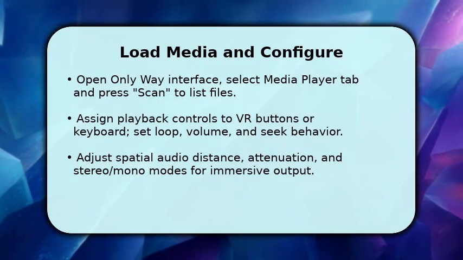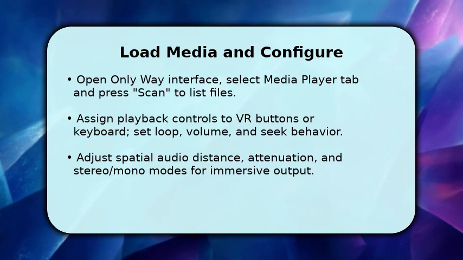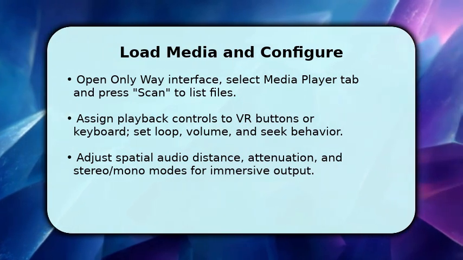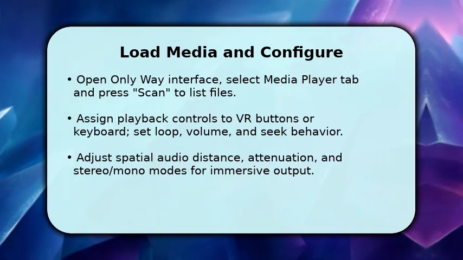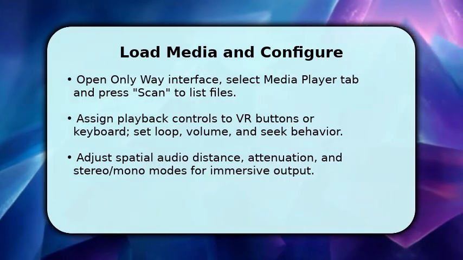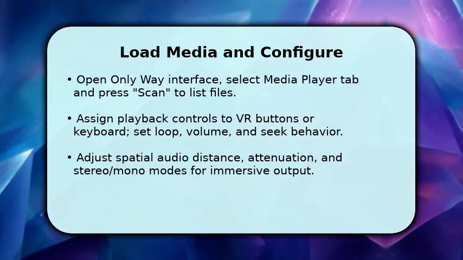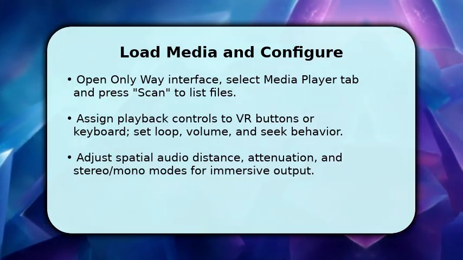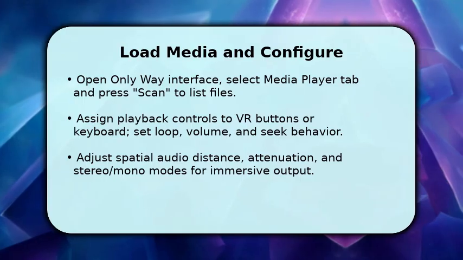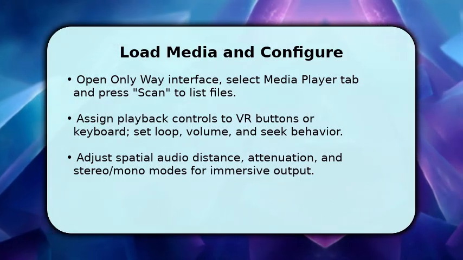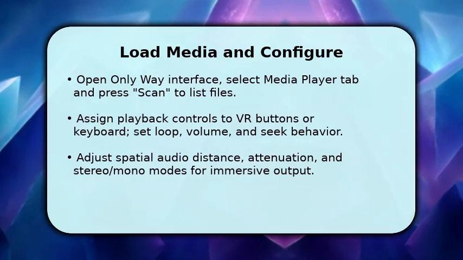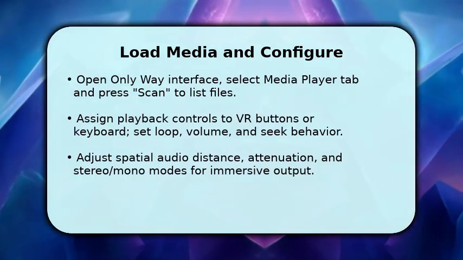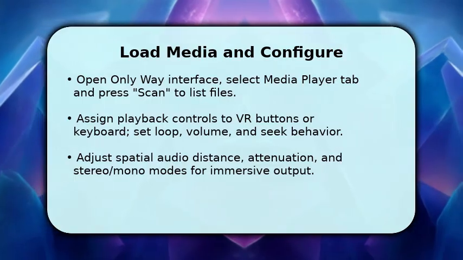Next, you load and configure playback. Open the Only Way interface and go to the Media Player tab, then press Scan to populate your files. You should assign playback controls to your preferred VR buttons or keyboard so you can play, pause, and seek without opening menus. Once mapped, set loop and default volume and configure spatial audio, adjusting distance, attenuation, and stereo mode, because these choices determine how sound behaves in world and affect immersion.